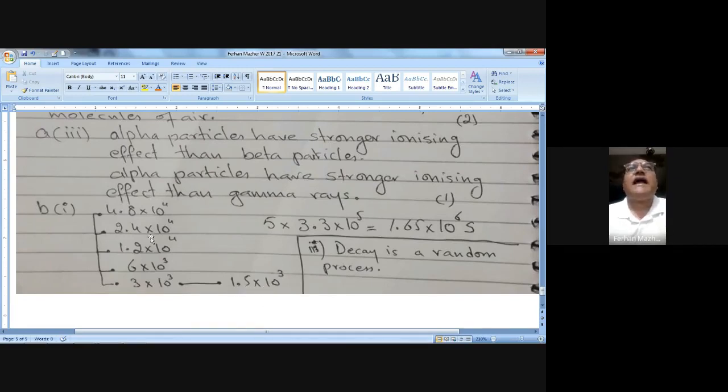Count how many half-lives have passed to reach this number of atoms. 1, 2, 3, 4, 5. So 5 half-lives have passed. One half-life is 3.3 × 10^5 seconds, so five half-lives will be 5 multiplied by 3.3 × 10^5, and the answer will be 1.65 × 10^6 seconds. So this much time has passed. I hope you have understood this net which we draw for the half-life and then this calculation.